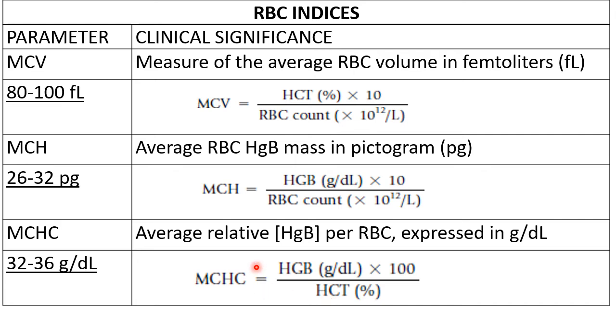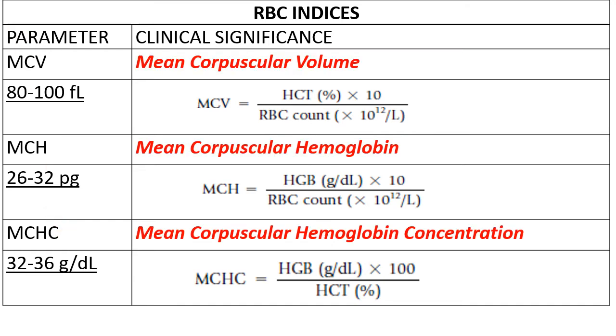Okay, RBC indices naman tayo. The three most common RBC indices are MCV, MCH, and MCHC. Your MCV stands for mean corpuscular volume. MCH is mean corpuscular hemoglobin. MCHC, dagdagan lang natin, mean corpuscular hemoglobin concentration.